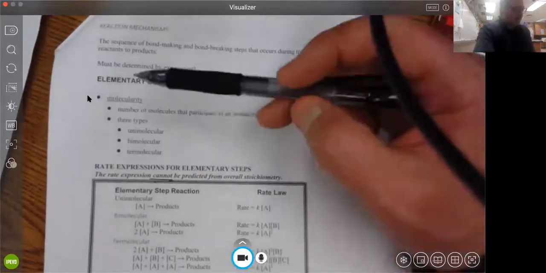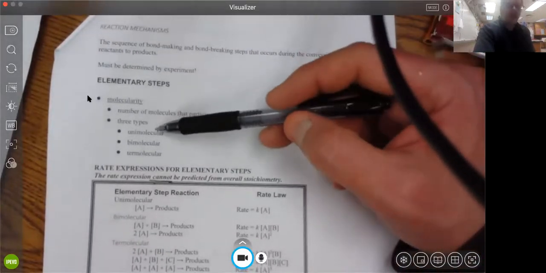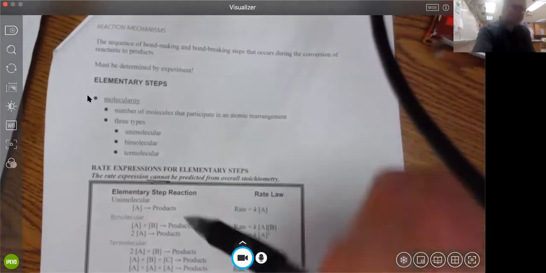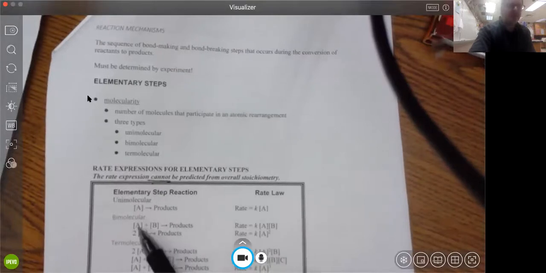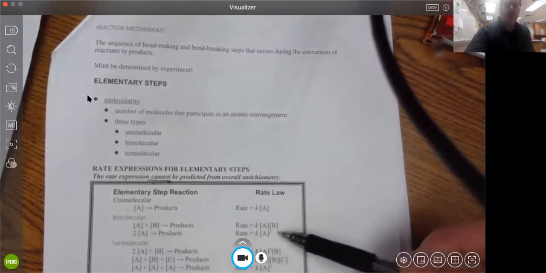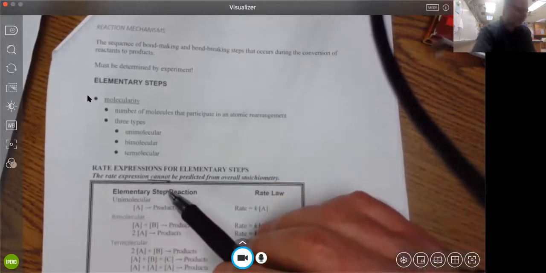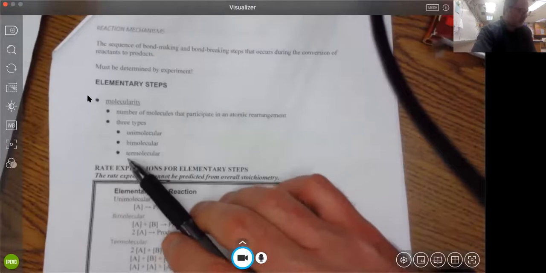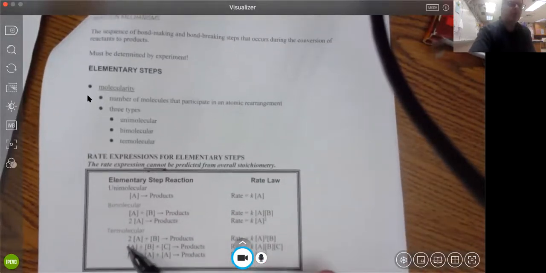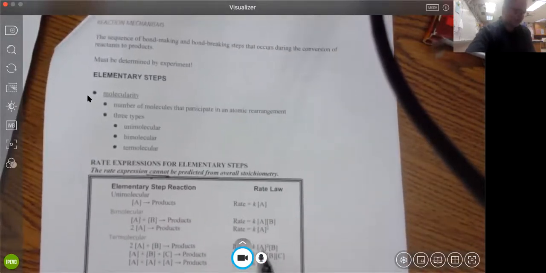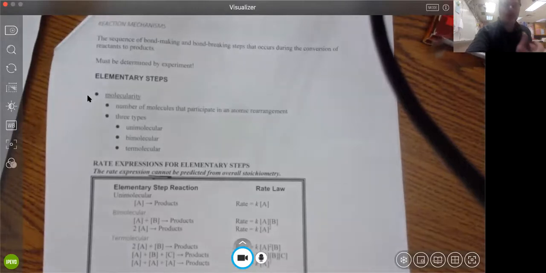So they have something called molecularity. There's unimolecular, which means you have first order. There's bimolecular, which means you have a combination, either 2 different reactants or a coefficient of 2 for the same reactant, and that would be a second order rate law. And ter means 3, basically. So termolecular refers to a combination of 3, which means it's third order overall.